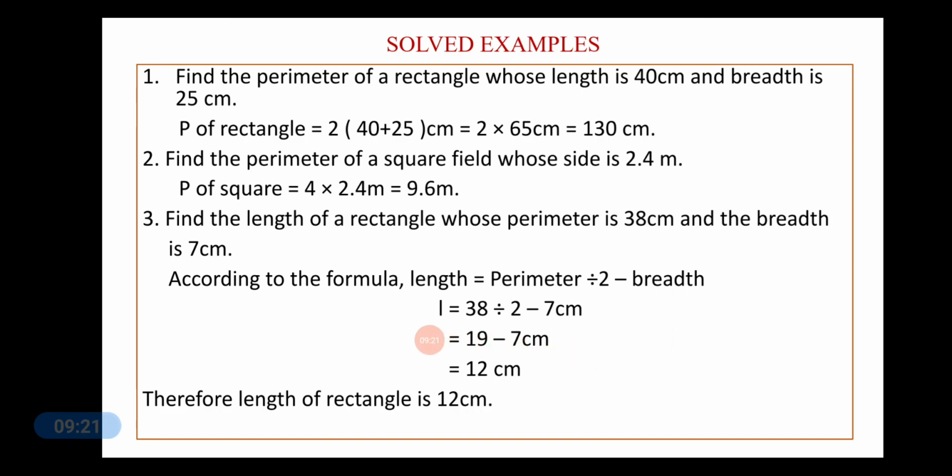So length will be equal to 38, which is the perimeter over here, divided by 2 minus 7, which is the breadth over here. So 38 divided by 2 is 19 minus 7 centimeter, which is equal to 12 centimeter. So the length of the rectangle is equal to 12 centimeter.